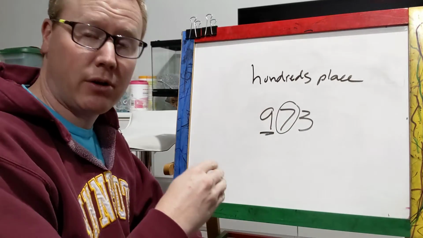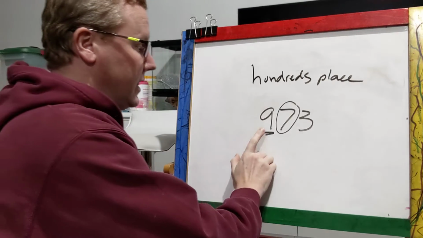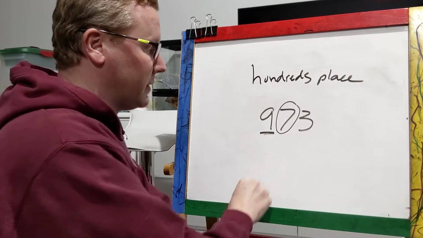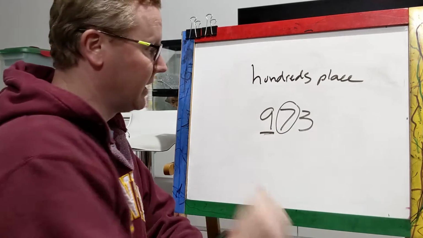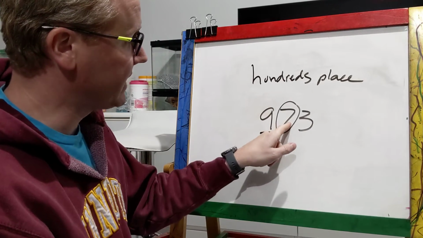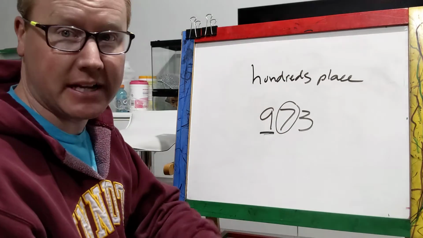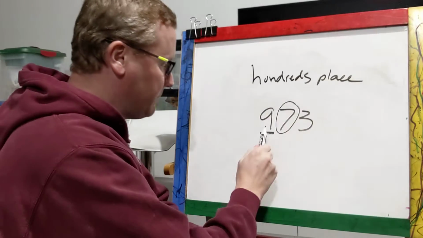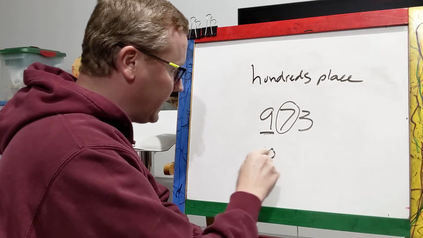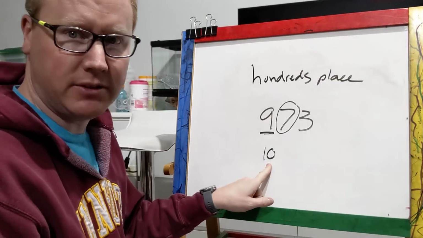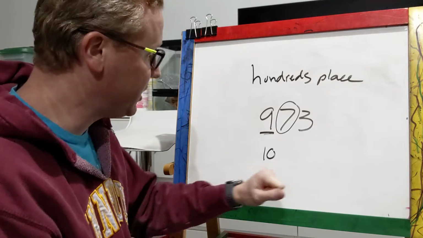Remember, 0 through 4, this number stays the same. 5 through 9, we add 1 to this number. And so right here, it's a 7, so it's telling us we need to add 1. But that would make this 10. Can I put a 10 in the hundreds place value? No, it's just like we're adding.